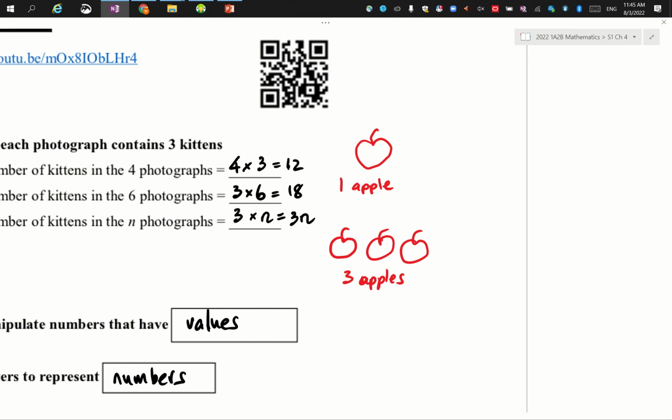Can you help me draw 97 apples? Okay. Too many. Seriously, please don't draw. When I ask you to draw 97 apples, it's too many, right? Is there a way to indicate on your paper 97 apples without actually drawing 97 apples? How?